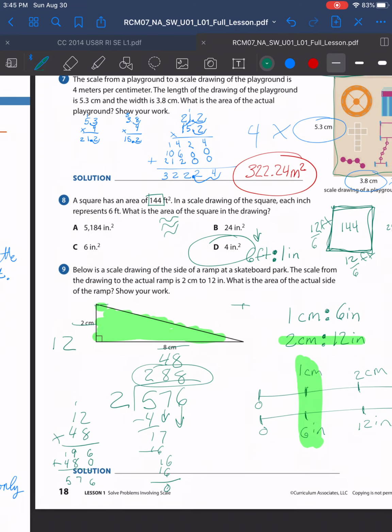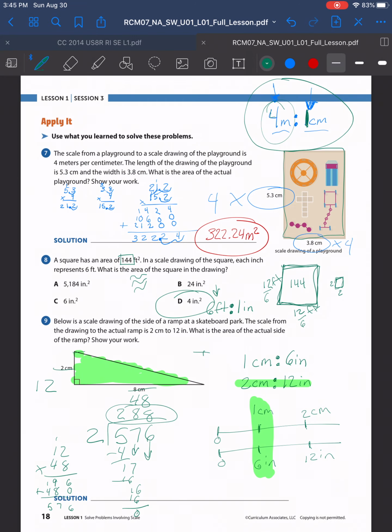That means in real life, this ramp has an area of 288 inches squared. Not a very big ramp, but there you go.